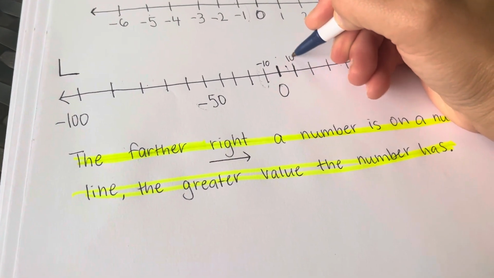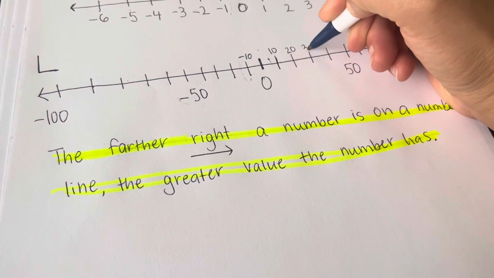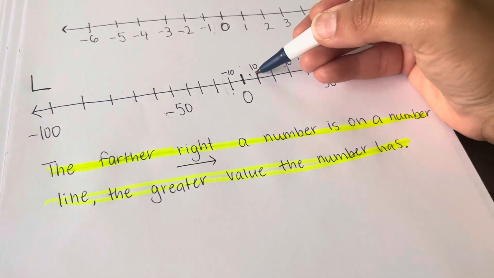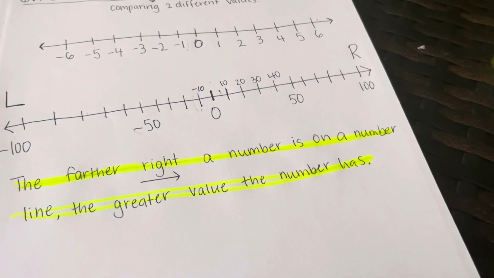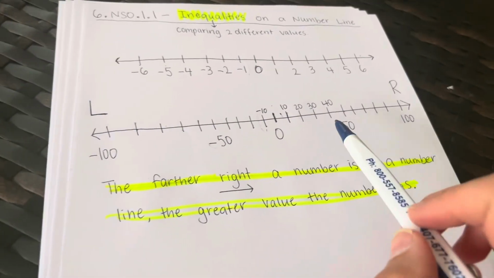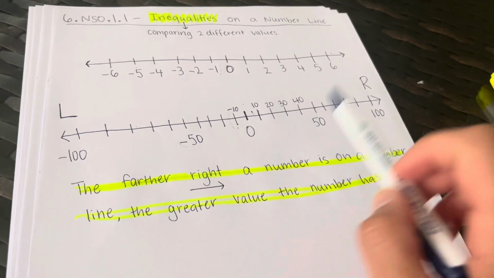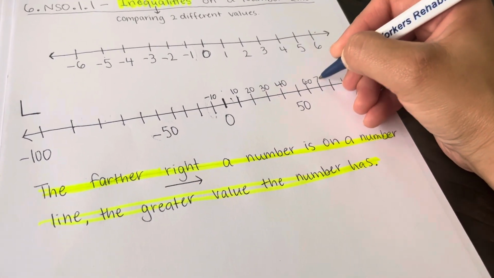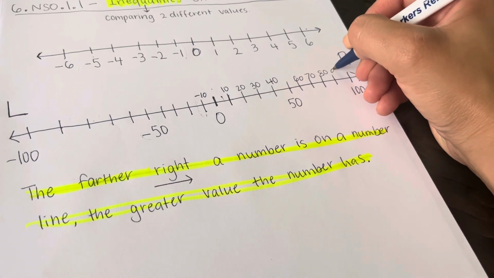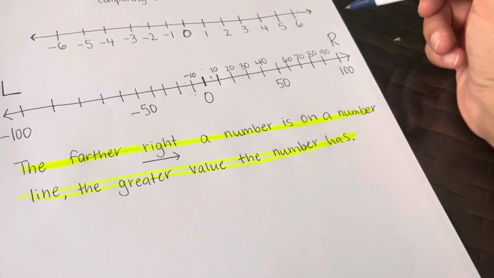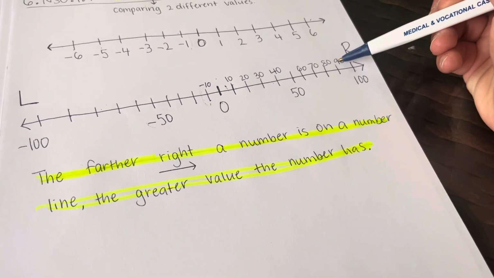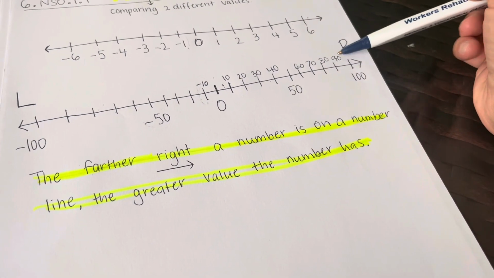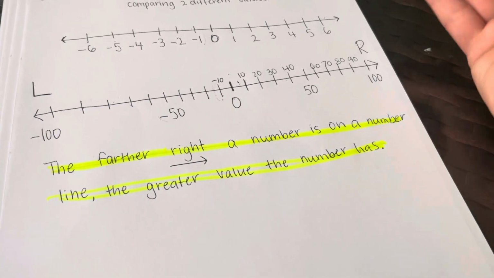If this one was positive 10, positive 20, positive 30, positive 40, 50 is greater than 10. We all know that, but I can tell it's greater than 10 because it's farther right on my number line. If that's 50, that would be positive 60, 70, 80, 90, and then 100. 90 is greater than negative 10 because it is farther right on my number line.